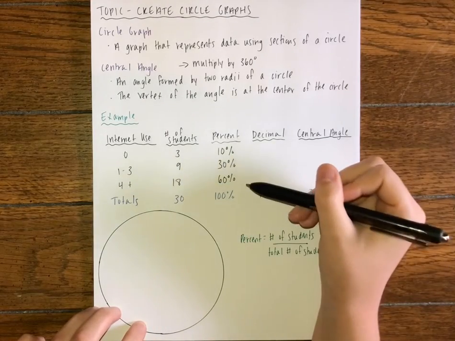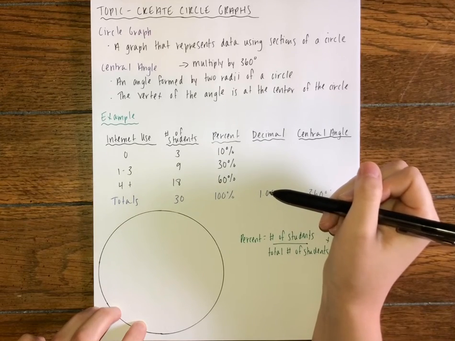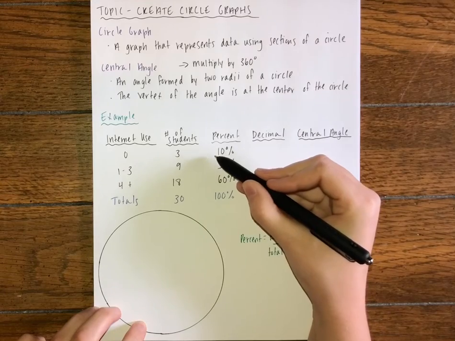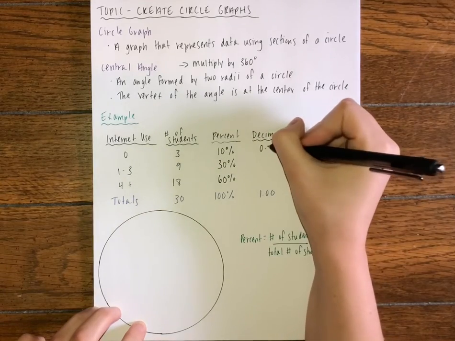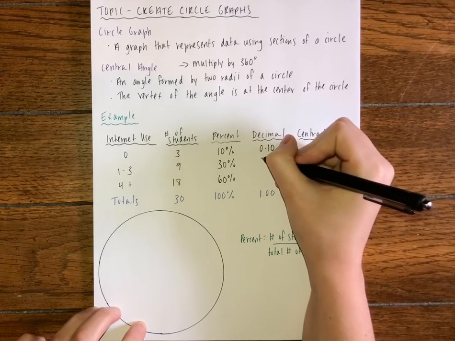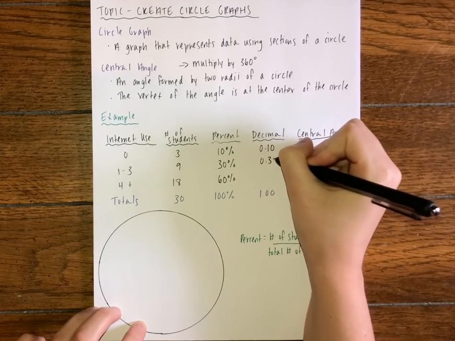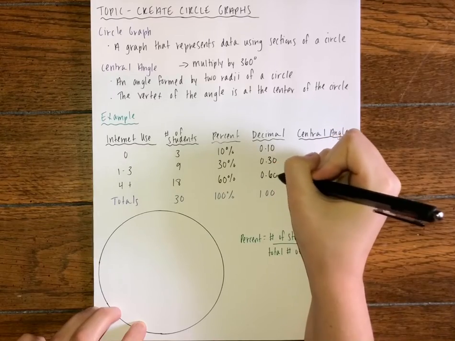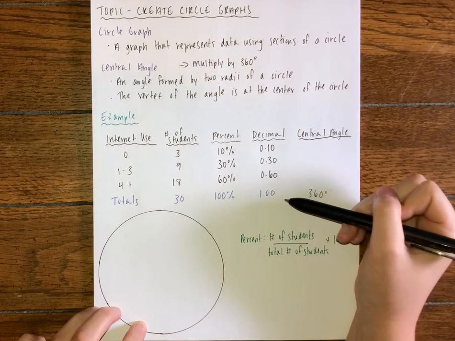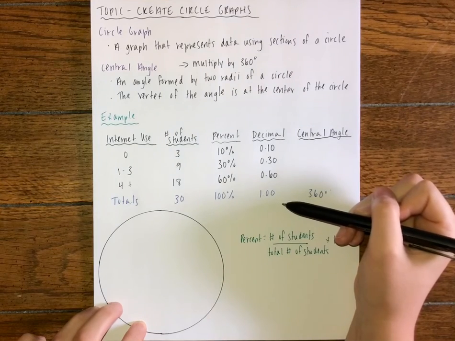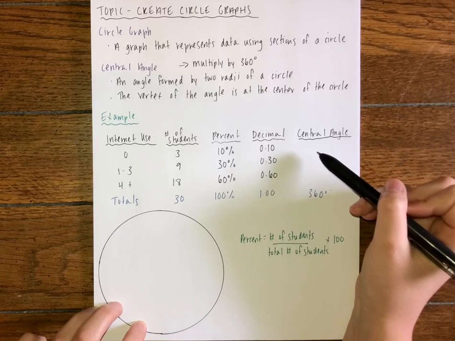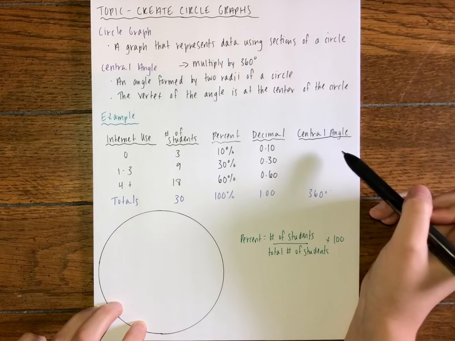Remember, when you're converting from percent to decimal, all you have to do is move the decimal point 2 places to the left. So we have 0.1, 0.3, and 0.6, and that will add up to 1, so 1 whole. Next, what you have to do is take the decimal, multiply by 360 to be given the central angle.